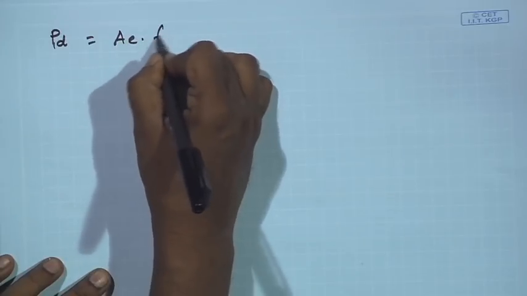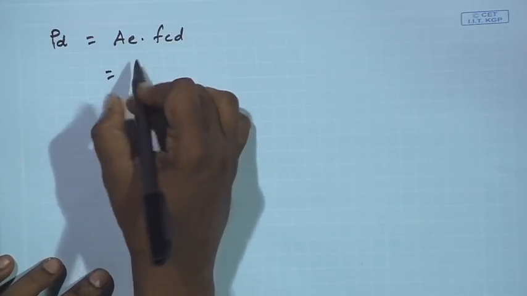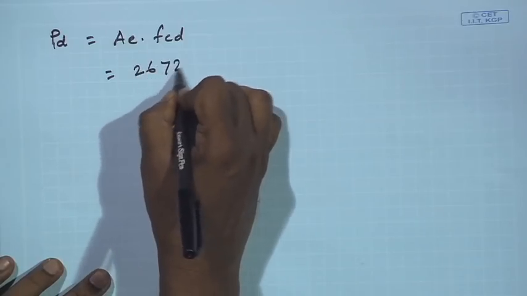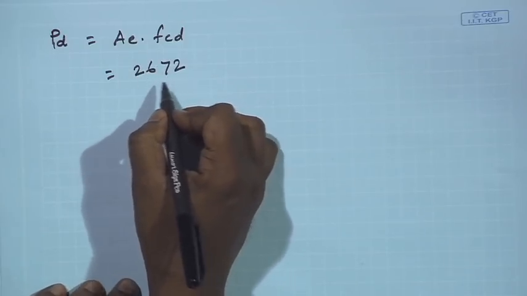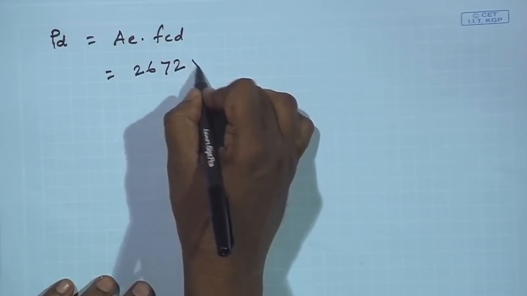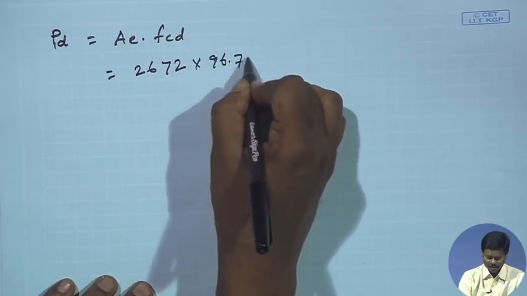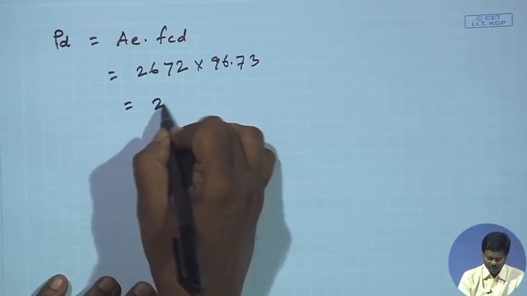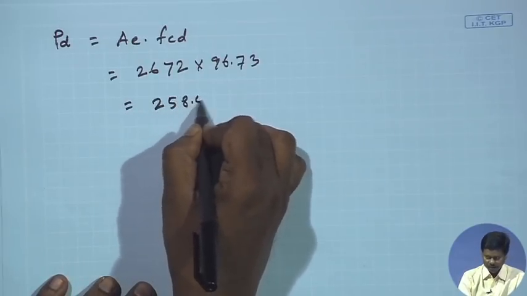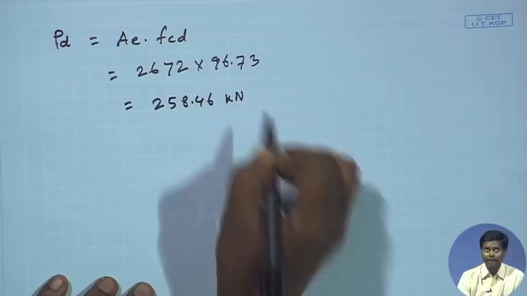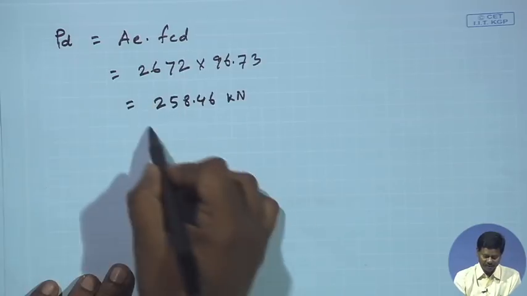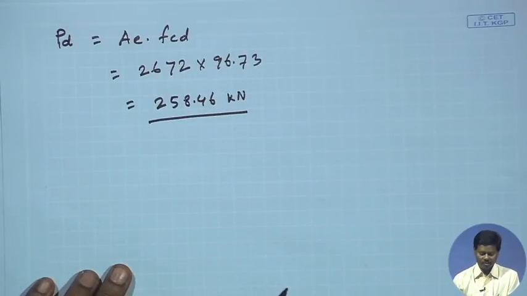that will be Ae into FCD. So, if I put the values of Ae, which is 2672, the area of two angle sections, into 96.73, the FCD value, this will become 258.46 kilonewton. Right. So, design strength of the member can be found as 258.46 kilonewton.